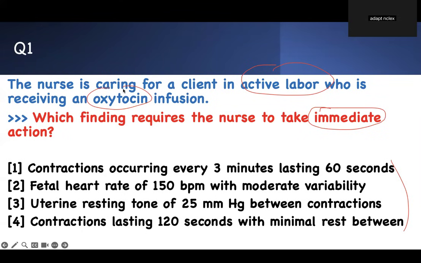If a patient is receiving Pitocin, there's certain content you have to know. You have to know the number of contractions you need to have in 10 minutes, the frequency of the contractions, the tone of the uterus, and the duration of each contraction. This is what the question is asking. It's not something new you don't know. I know you know because you watch Adapting Class.